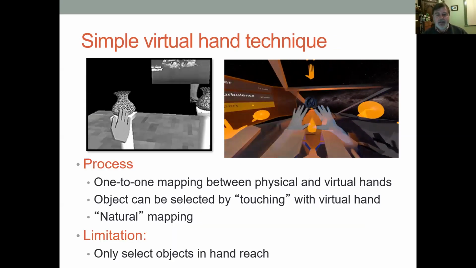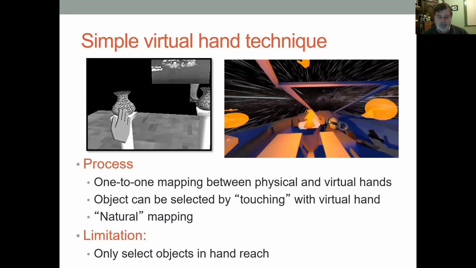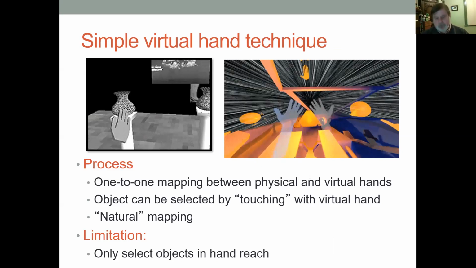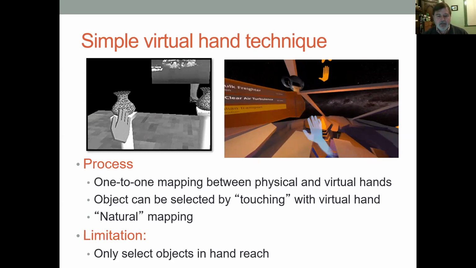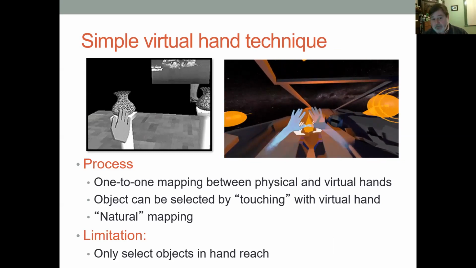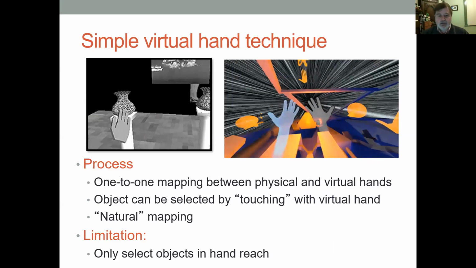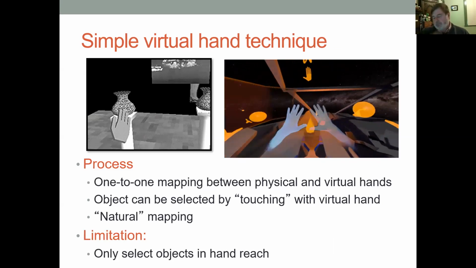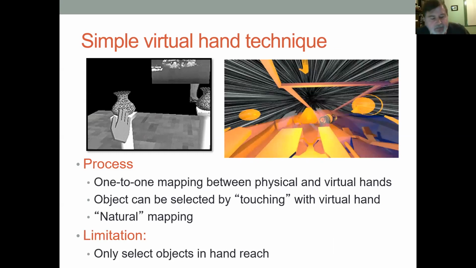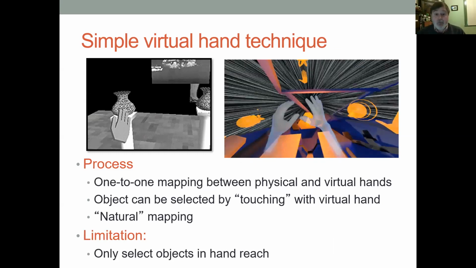So probably the simplest one is hand selection, where you just go and you actually just touch something with your virtual hand, and it's within arm's reach. And this is the most intuitive. The problem is everything has to be within arm's reach. So you have to physically walk there somehow to get to where it is. It's great when you can do it.